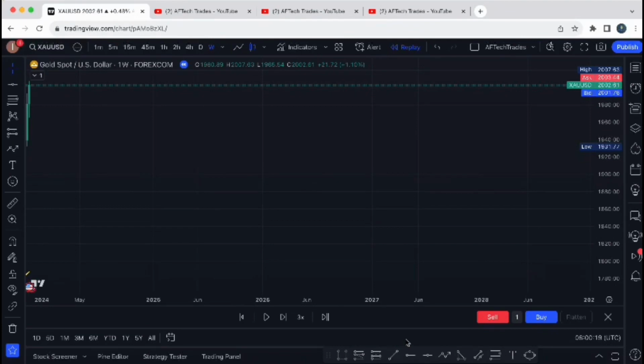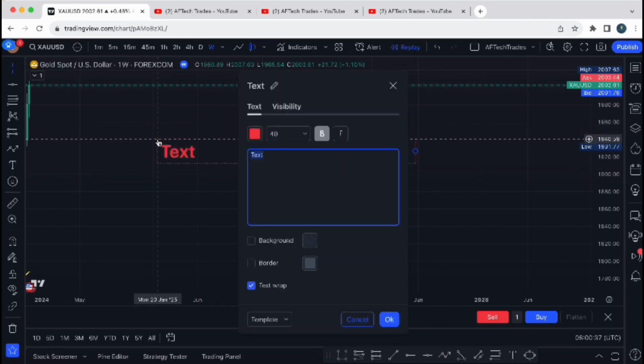Today I want to share with you the demand and supply zone. Usually the demand zone can be referred to as the support zone. The supply zone can also be referred to as the resistance zone. So, the demand zone, like I said, and the supply zone, or resistance zone.